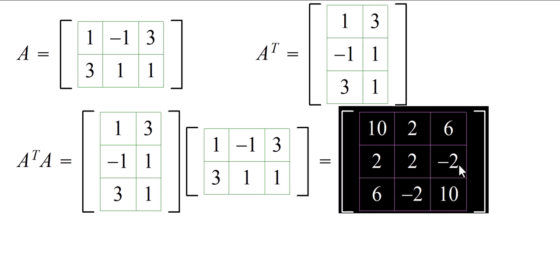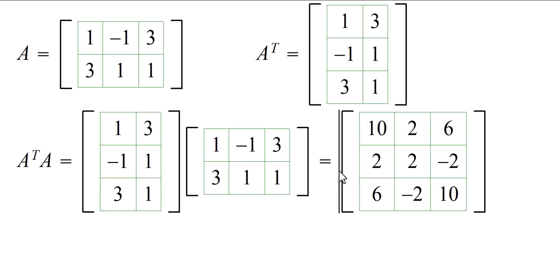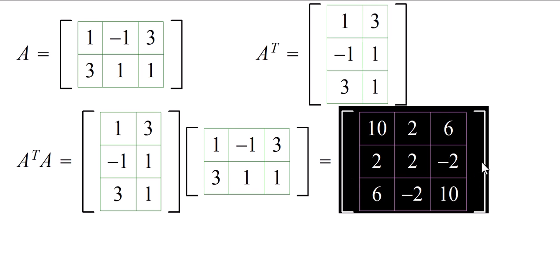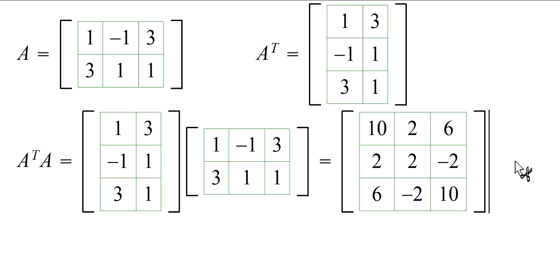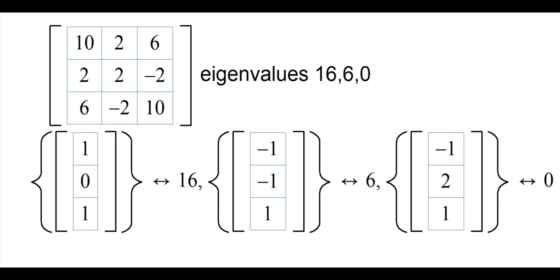Now, to save time, I'm going to skip the procedure of calculating the eigenvalues and some eigenvectors corresponding to those eigenvalues. So here are the eigenvalues 16, 6, and 0, and I wrote them in decreasing order. And here is an eigenvector corresponding to 16, another eigenvector corresponding to 6, and an eigenvector corresponding to 0.